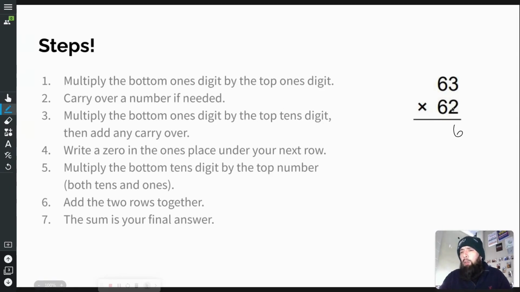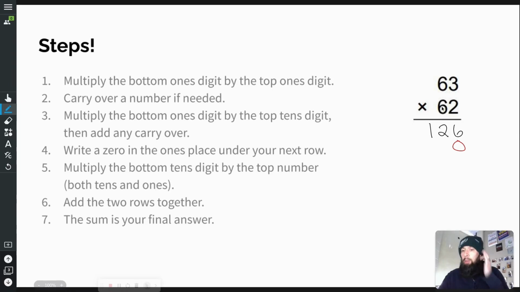All right, now multiply that 2 to the 6, the tens digit. So 2 times 6 is going to be 12, write out 12. We don't have to worry about carrying over here. Now what we do is write a 0 in the ones place under the next row. So I did 126, so let's switch colors and do a 0 right there.